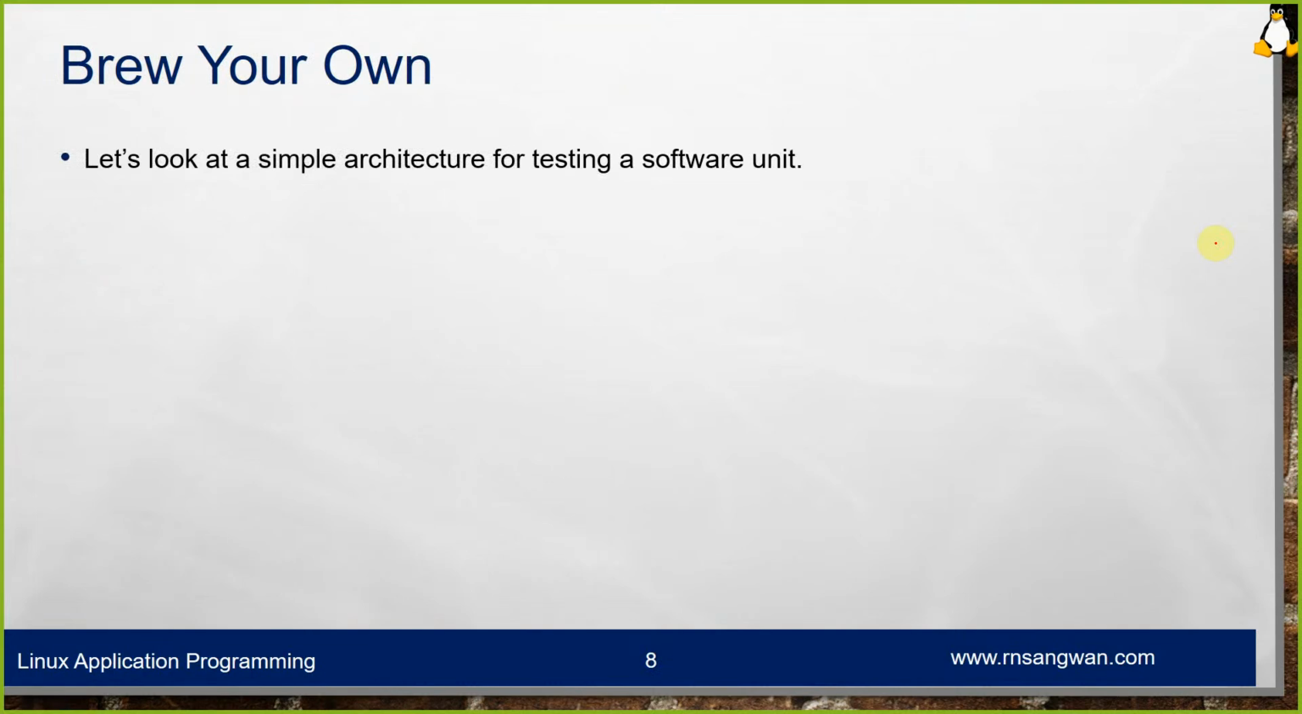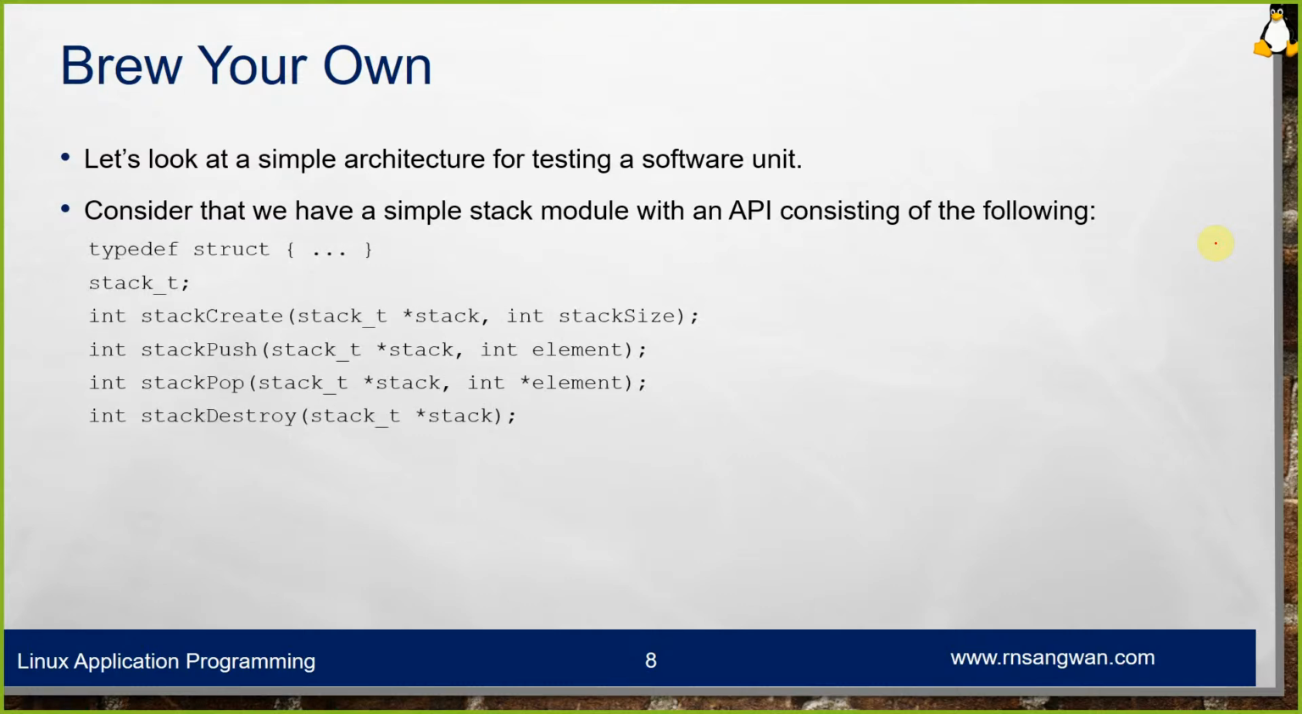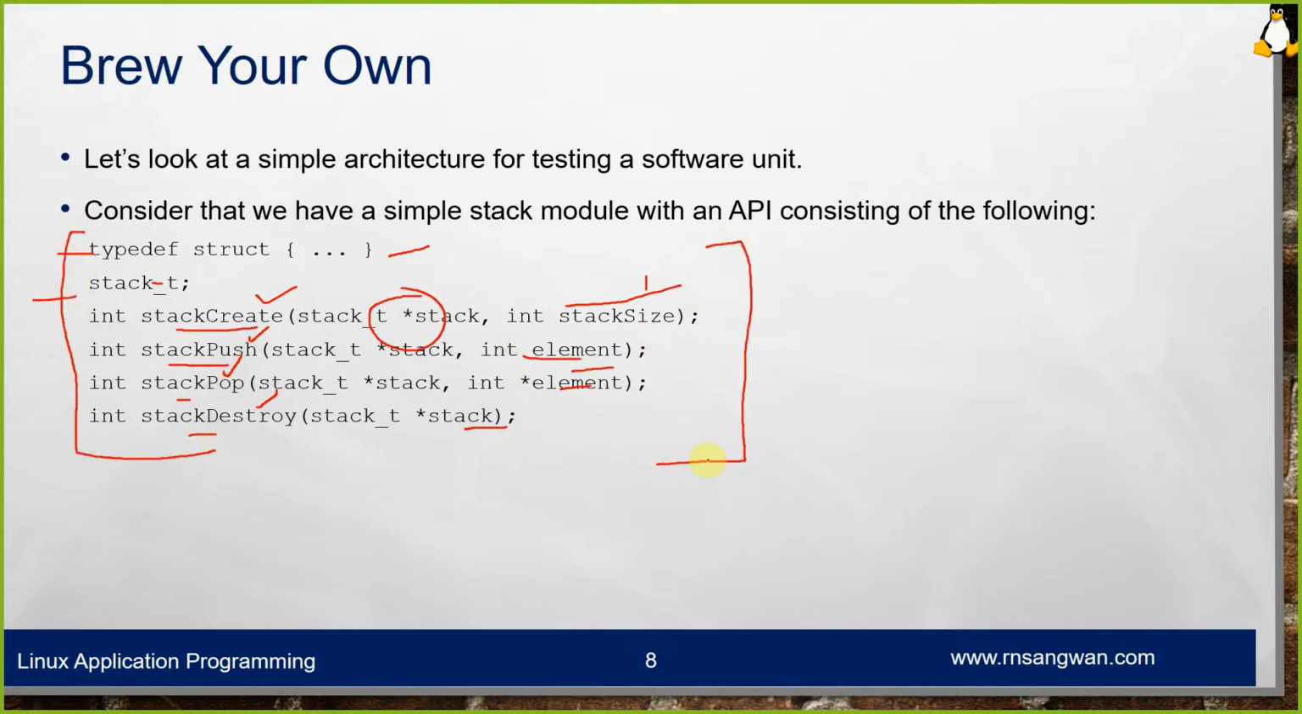Let's look at a simple architecture of testing a software unit. Consider that we have a simple stack module with an API consisting of simple functions, like this is our structure, typedef struct for our stack, and we define a stack and we write these functions: stack create, stack push, pop and destroy. And we are passing pointers and we are specifying the size and the elements here, like create a stack of these many elements, push an element, pop an element and destroy the stack. So we have these prototypes to create or to manage our stack. This is our sample example for our consideration.